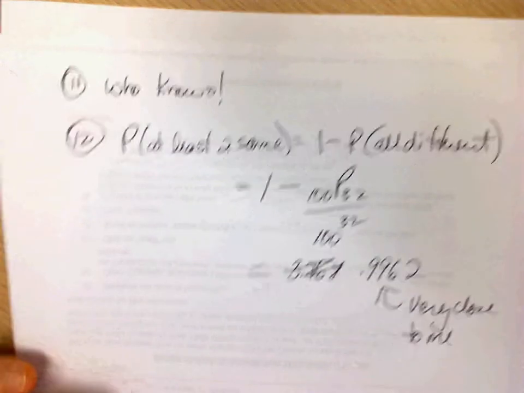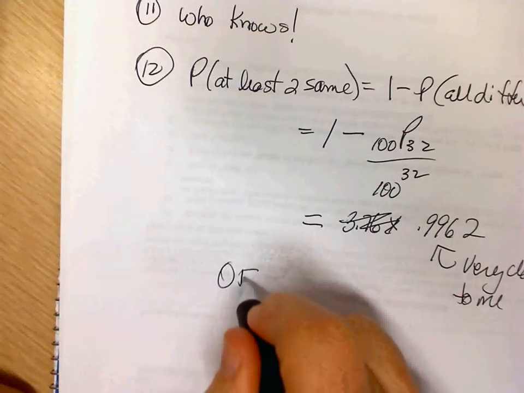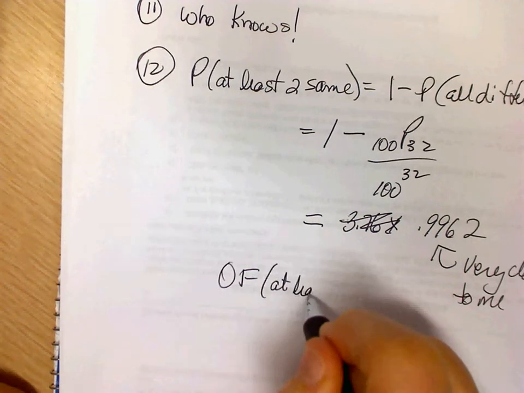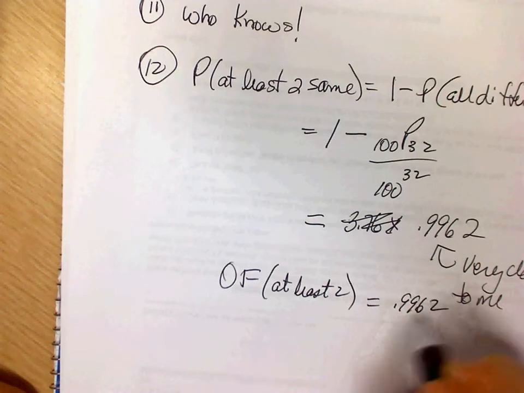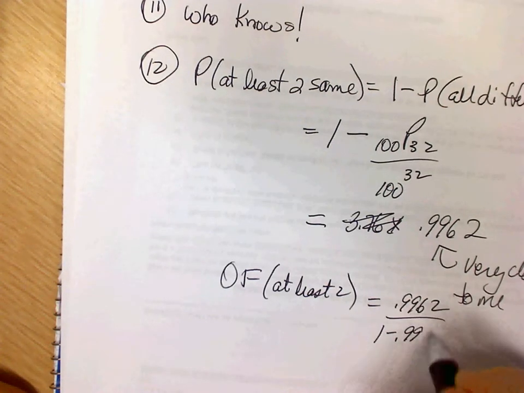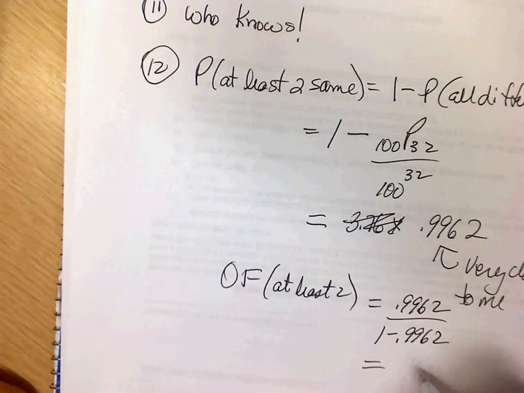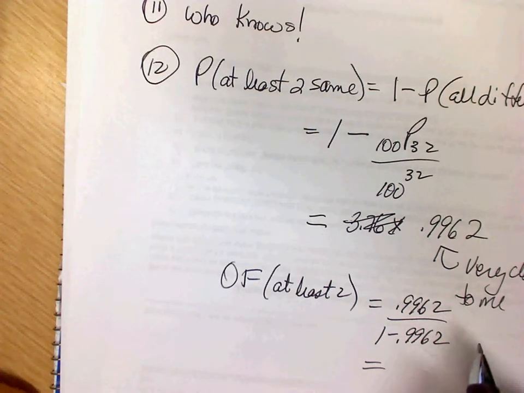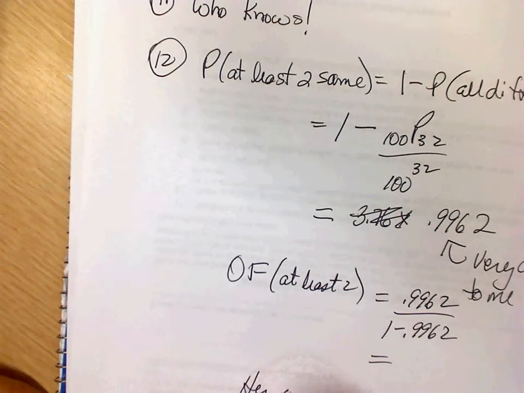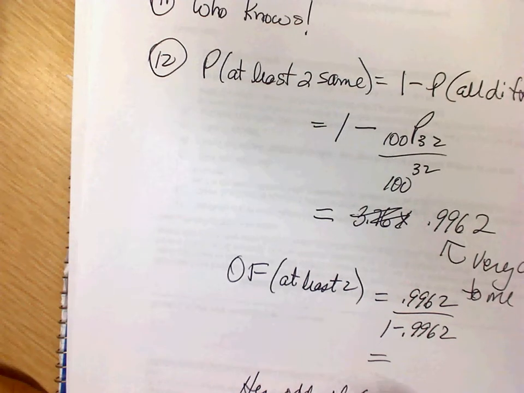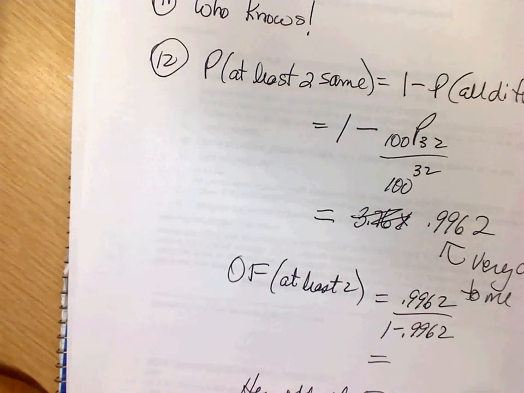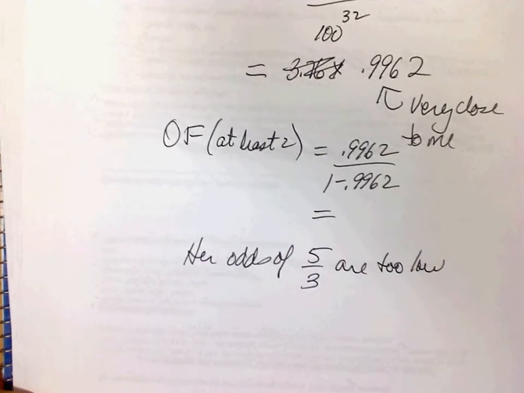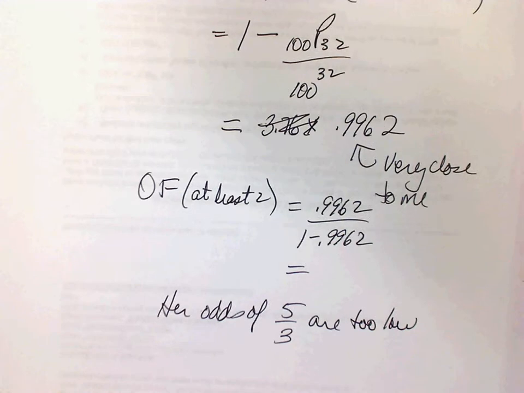Yeah, because the odds in favor of at least 2 is going to be 0.9962 over 1 minus 0.9962, which is very high. Her odds are too low. Her odds of 5 to 3 are too low. Because this is big odds.